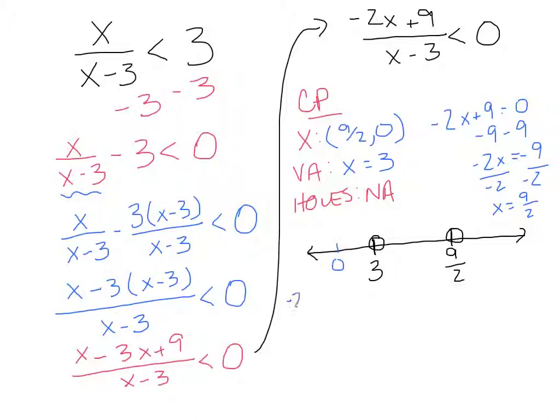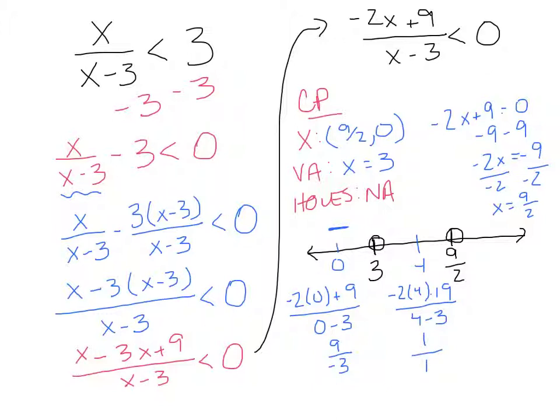So we have negative 2 times 0 plus 9 over 0 minus 3, which is 9 over negative 3, which is negative 3. But again, that value doesn't really matter. What I care about is the sign. So I can see that the sign is negative here. Now if we choose something in between, let's say 4. I would have negative 2 times 4 plus 9 over 4 minus 3. Well, that would give me negative 8 plus 9 on the numerator, so that would be 1 over 1. So the value of this one is positive.